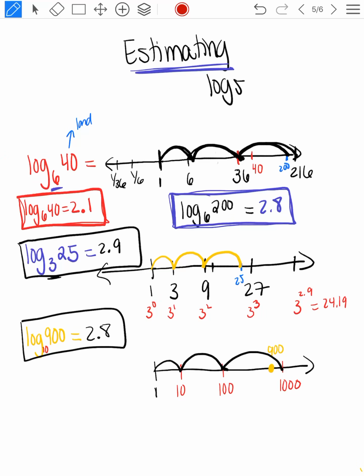So that is what we're expecting when we have you estimating logarithms. Again, I prefer you not to take out a calculator. I prefer to see number lines and jumps, and for you to understand that we're saying 2.9 jumps by base 3 would get you to 25. 2.1 jumps by base 6 would get you to 40. And just an understanding of, even if it's not exactly on the number line, I can estimate where it is.